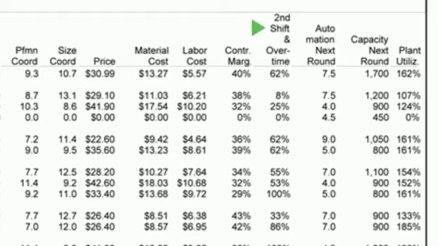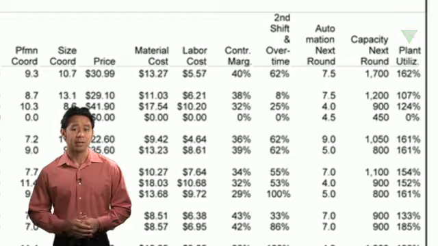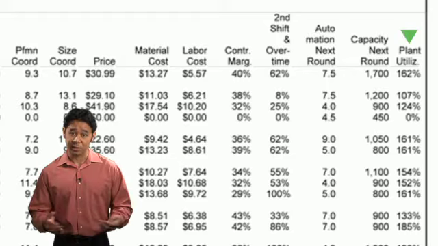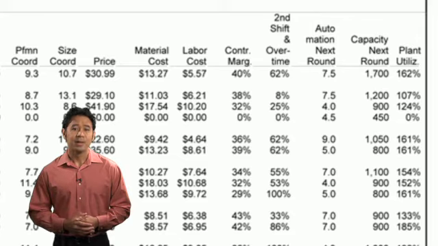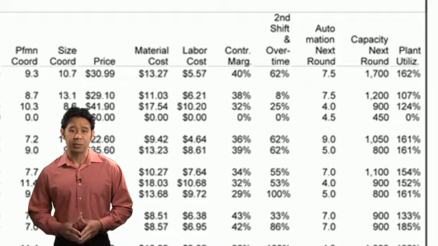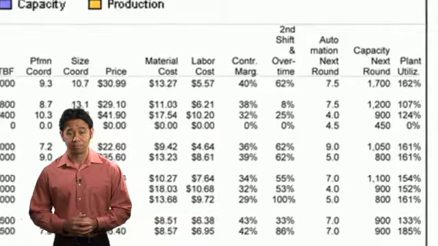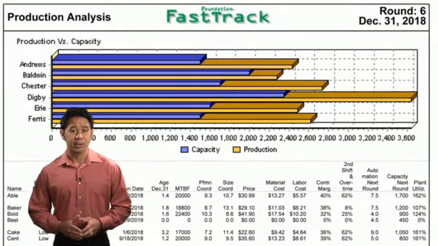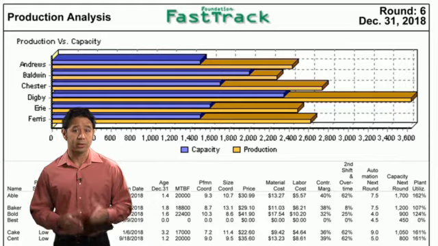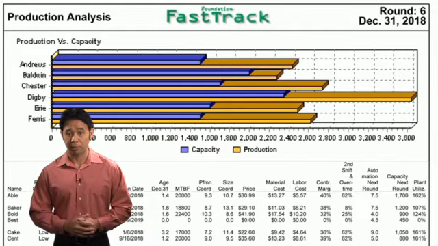Second shift overtime is the amount the production line was run beyond its first shift capacity. Plant utilization is another way of showing the same information. 200% means the plant was run with a full first and second shift. 50% means there was no second shift or overtime, and that half of the line stood idle. The production versus capacity chart illustrates total plant utilization for all companies.